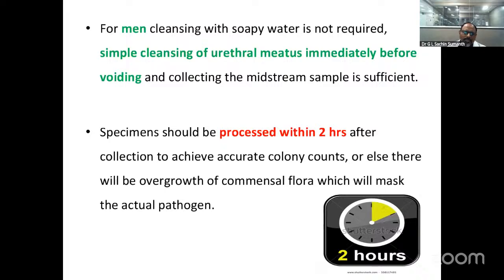For men, cleaning of the urethral meatus is needed before collecting the urine sample, and a midstream urine sample is sufficient. These urine samples must be processed within 2 hours after collection to achieve accurate counts, or else they will be overgrown with commensal flora, which will mask the actual pathogen in the sample.